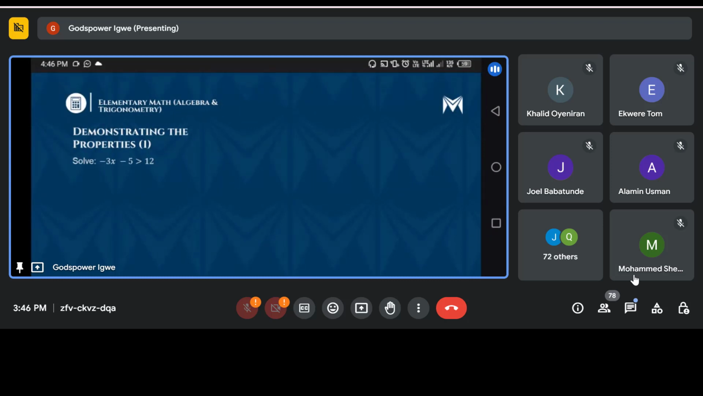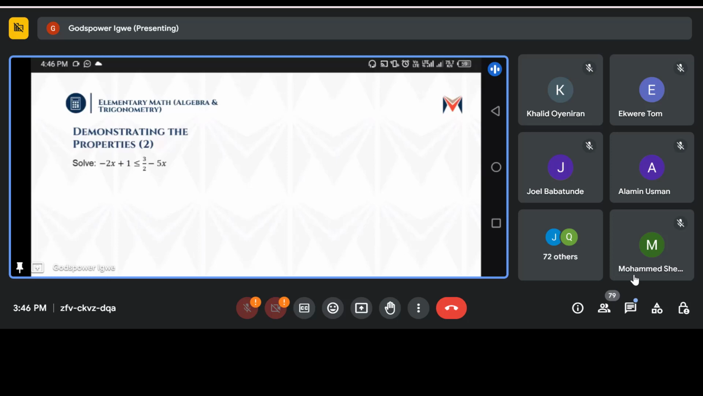Demonstrating the properties. Okay. We tried solving this also last time. Somebody was giving us an example that once you're dividing both sides by a negative number, the sign of the greater than is going to change. Going to be 12 plus 5, that's 18. Divide both sides by minus 3. You can see that greater than changes to less than, because you're dividing both sides by a negative. So x is going to be less than what? 18 divided by 3 will be 6. So x is going to be less than minus 6.